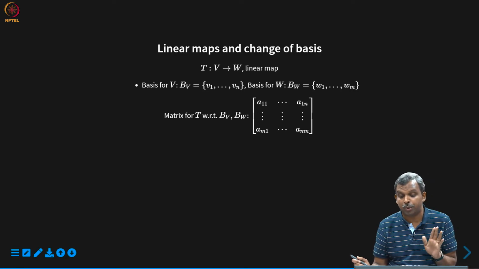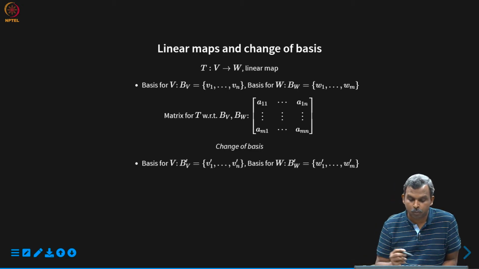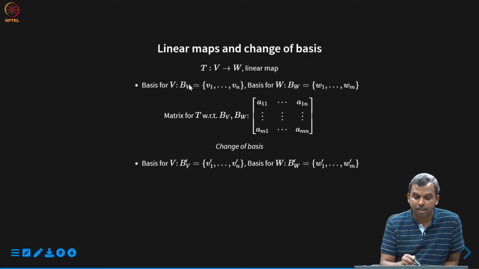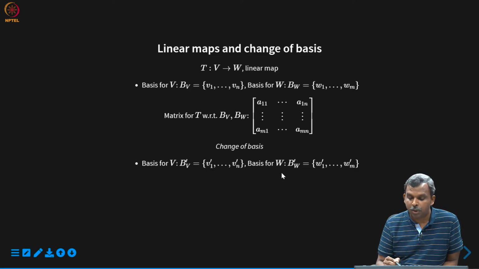So now let's look at an arbitrary linear map, T from V to W. I have a basis for V, basis for W. I found a matrix. Okay, what happens when you change basis? Notice what's going to happen. Let's say instead of BV, I'm going to pick another basis, B prime V here. Instead of BW, I'm going to pick another basis, B prime W. Okay, so that's what I'm going to do. And now I ask the question, what's going to be the matrix of the linear map T with respect to this new basis?